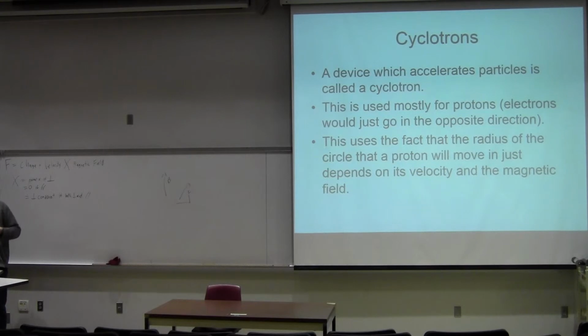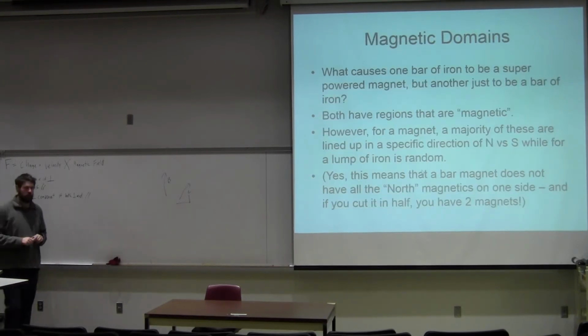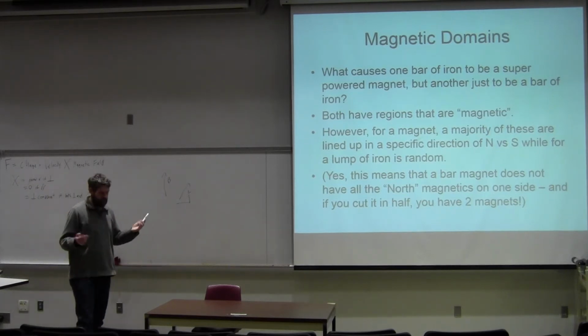All right, cyclotrons are devices that accelerate particles. They're particle accelerators that we humans use on purpose. And that's one use of the magnetic fields.